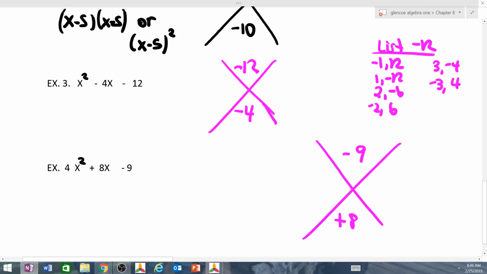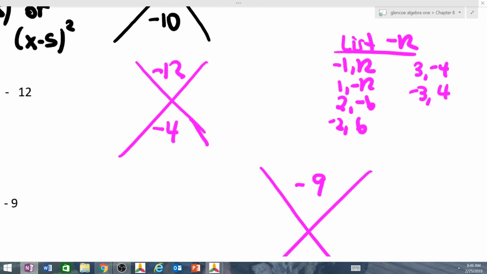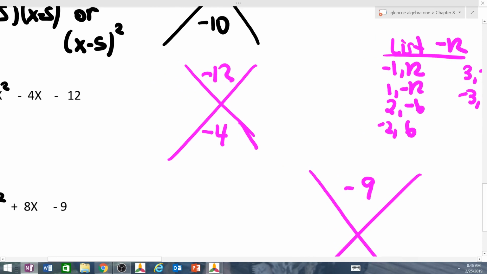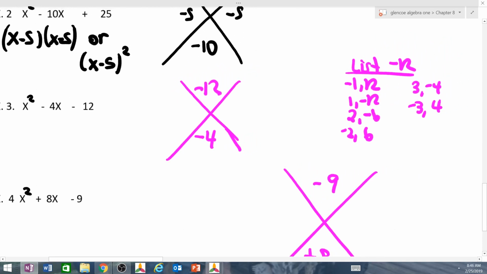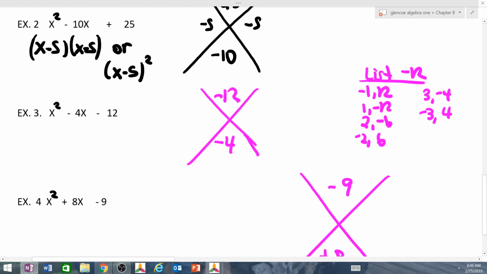Are there any others besides that? Did I get them all? Now look at your list of factors and ask yourself this question. Which set of these 6 factors satisfies this problem? It multiplies to negative 12. Well, obviously, they all multiply to negative 12. But at the same time, adds to negative 4. So what is it? 2 and negative 6 for the win.